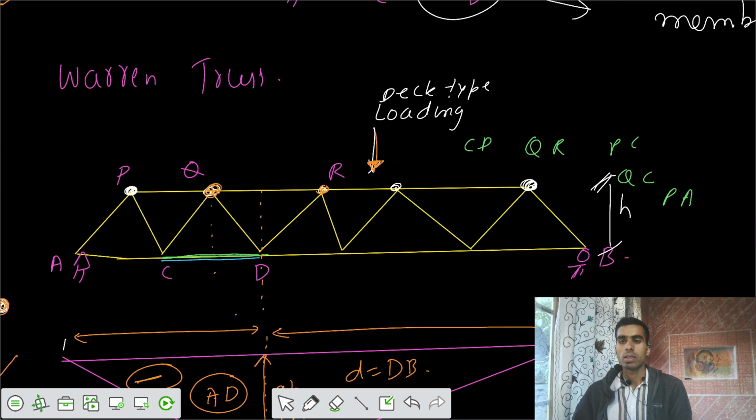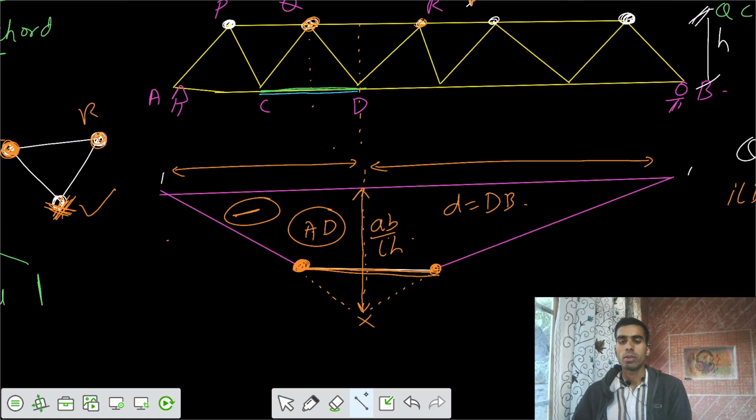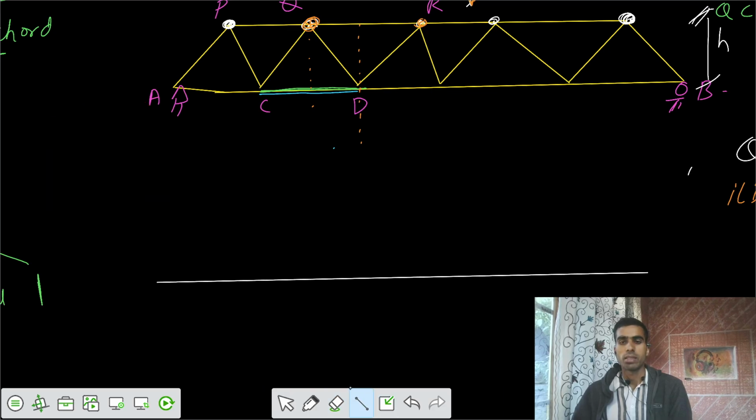Let's have the third one, PC. PC is a diagonal member. You see, PC is a diagonal member. Let's talk about PC. This is the PC. So PC is a diagonal member.